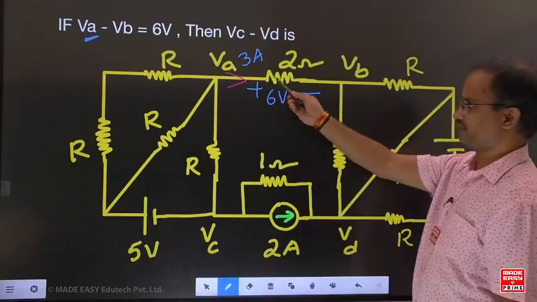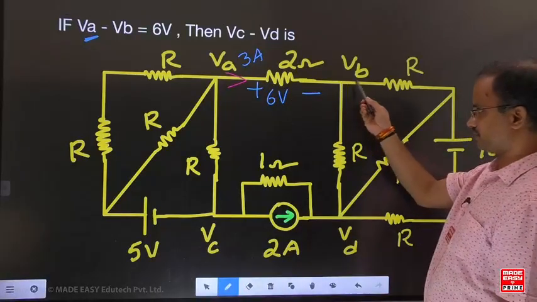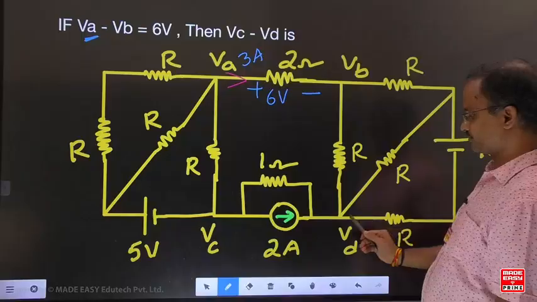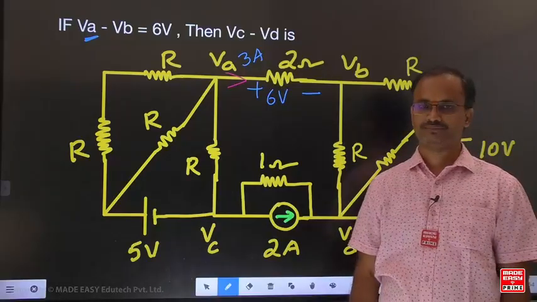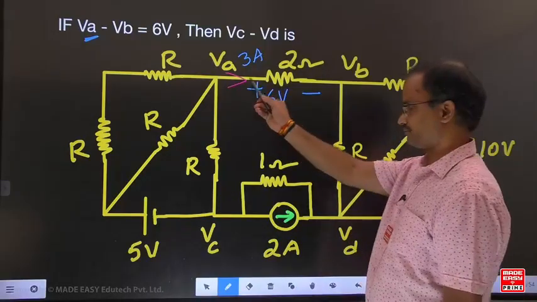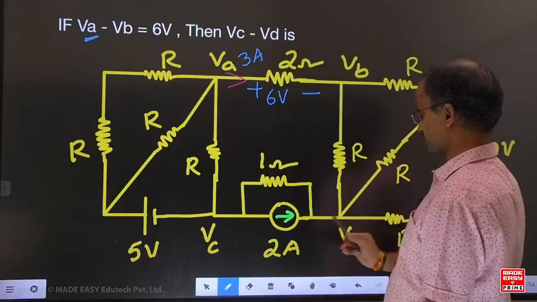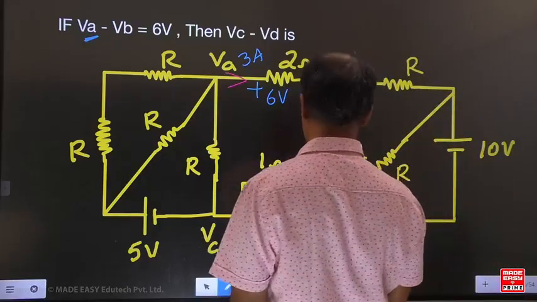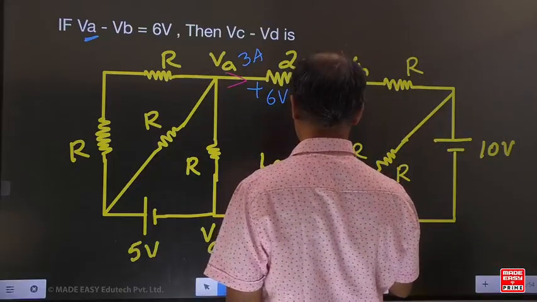Now here the 3 amperes current is coming here. It distributes in all the branches. Finally, how much current will come outside? 3 amperes.